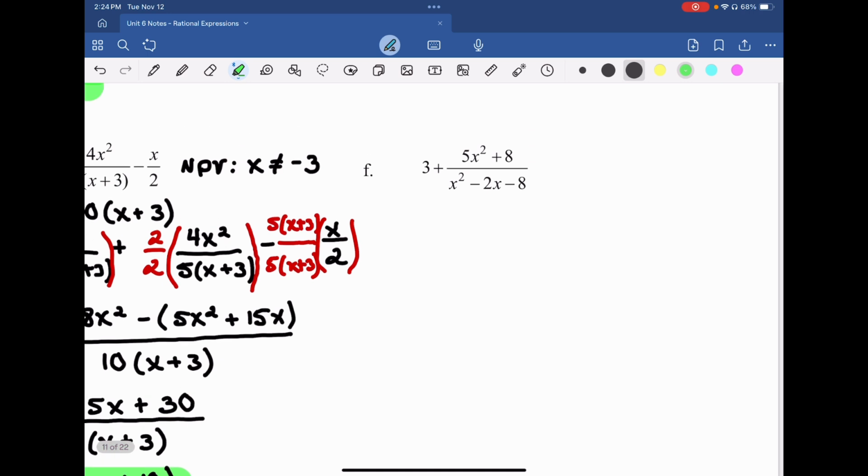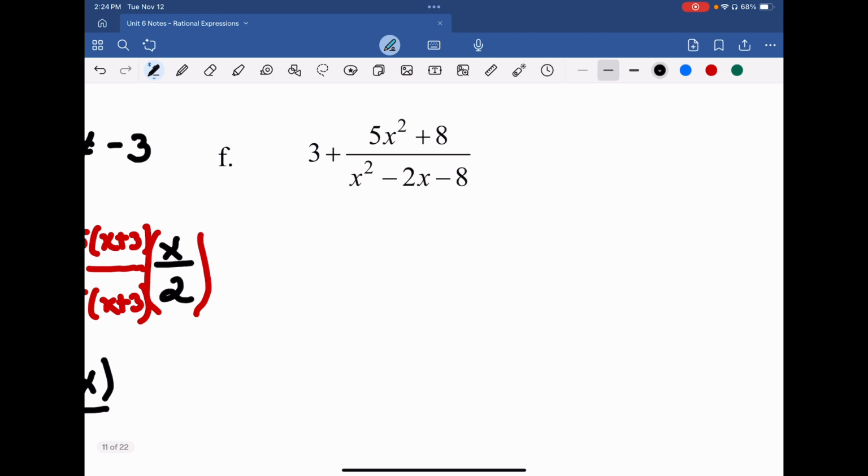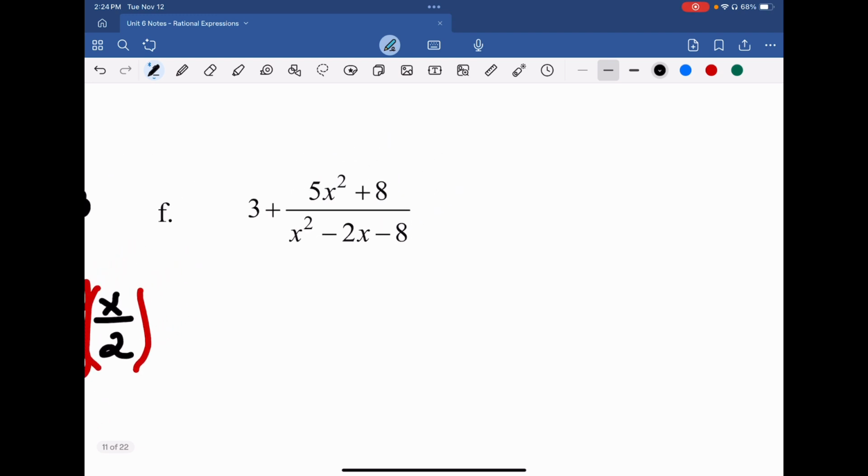Okay, let's do F to wrap up this lesson here. So with this one, right away, you can't state the NPVs until you factor it. So we need to do our step number 1, and we need to factor this. What we'll do is off to the side, we'll actually do the factors for this one, and then we can rewrite it and continue our problem here.